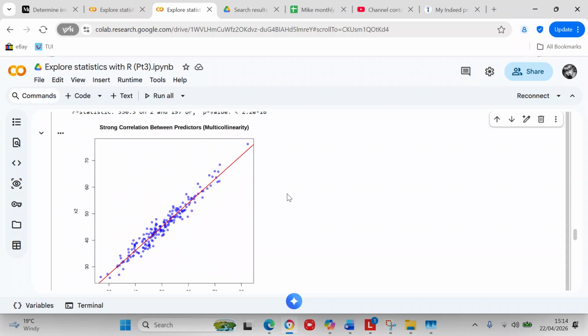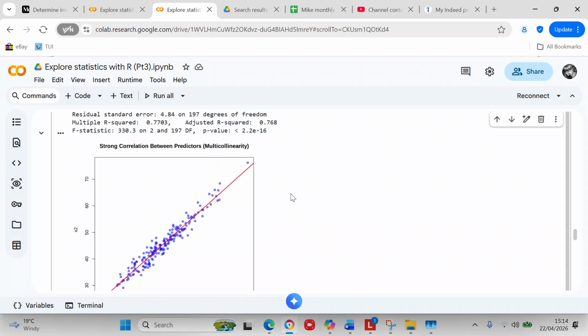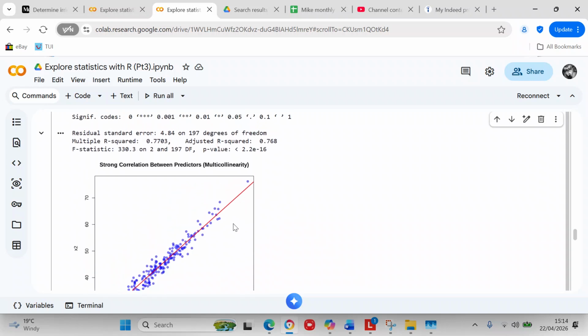So this is the first plot that has been created. This is a strong correlation between predictors. You can see that the data points are sitting right on the regression line. So it has a strong correlation between the predictors.